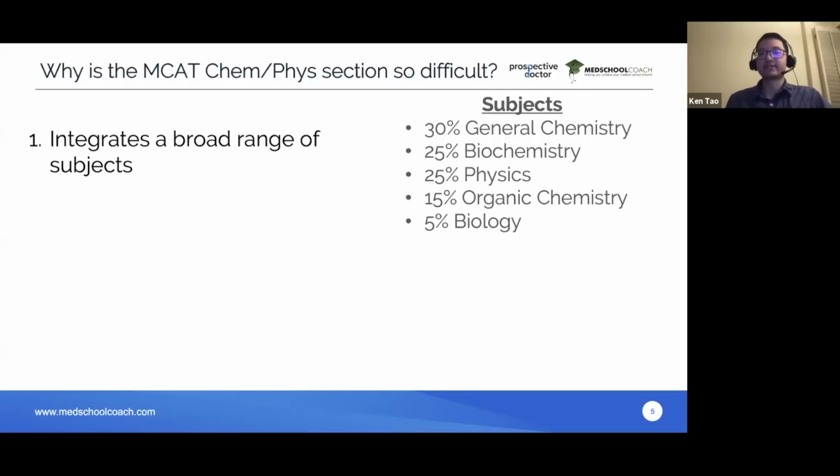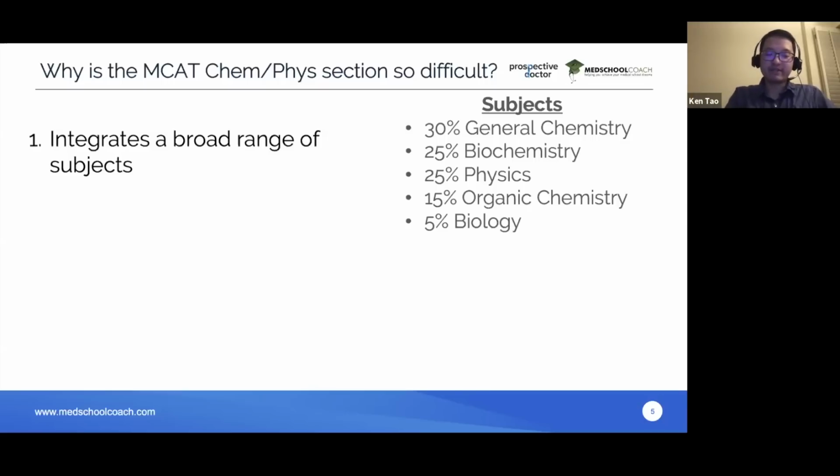The Chem Phys section is 30% general chemistry, 25% biochemistry, 25% physics, 15% organic chemistry, and 5% biology. If you think about the college courses that you took, for example, general chemistry, how much of that general chemistry knowledge did you need for the organic chemistry you took the next semester? For most students, it's not much, right?